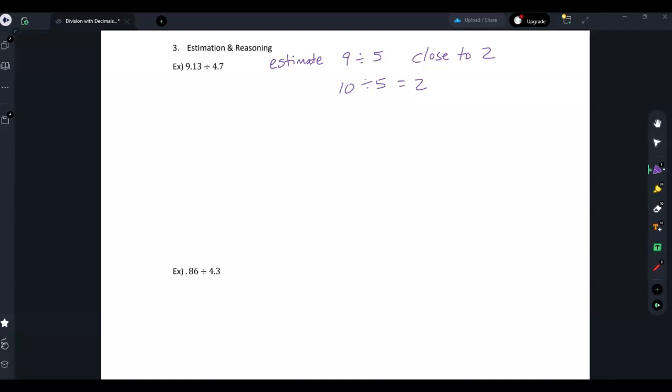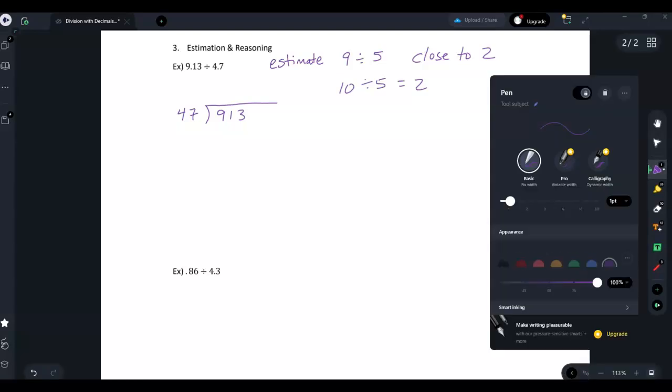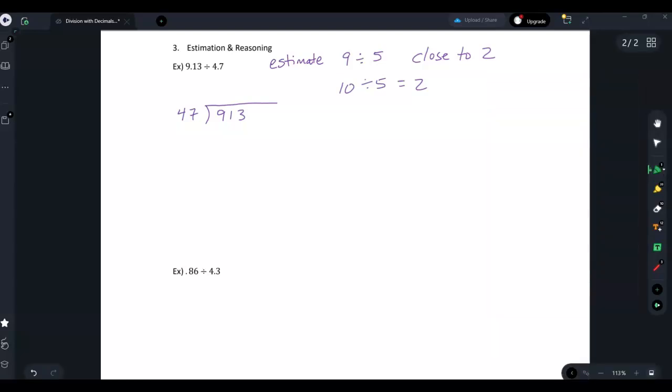And then I'm going to do the division. And you can do whatever division method you like. I'm just going to stick with a standard long division algorithm, but you can do scaffolding or box division, whatever method you like. And when I do this, I'm not going to have decimals in it at all, right? I'm going to take the decimals out because I don't need to worry about that. I'm going to do this as 913 divided by 47. And that's the process I'm going to go through here. And then I'll just worry about my decimal in the end.